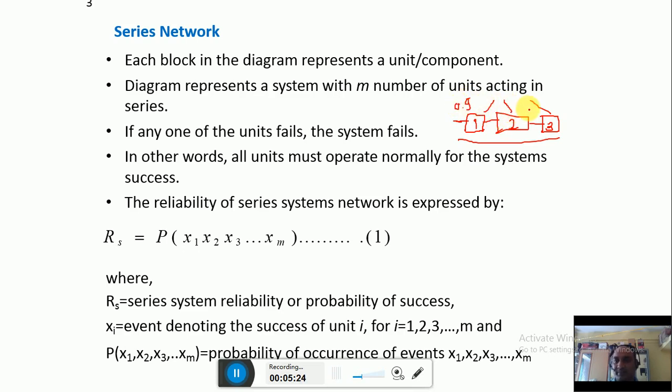This also same, and the third is also same: 0.9, 0.9 and 0.9. Okay, if suppose these three components are connected in series, then what is the probability that the system will work? Or what is the reliability of this entire system?